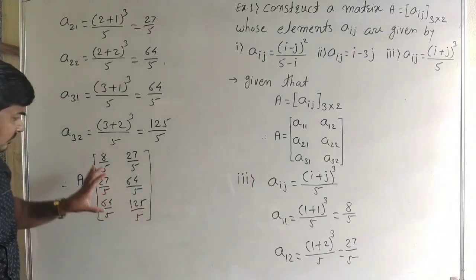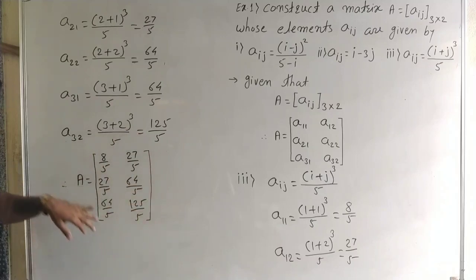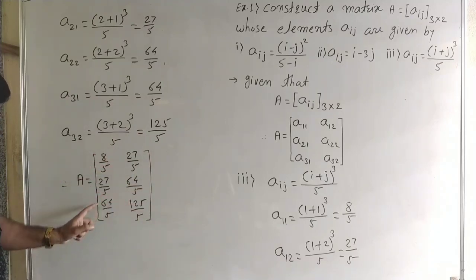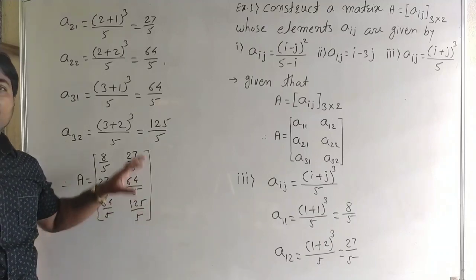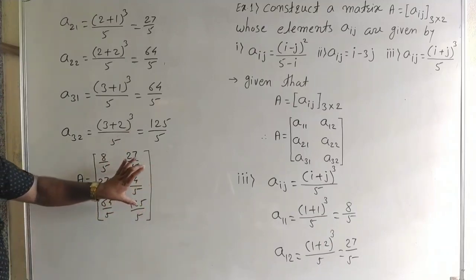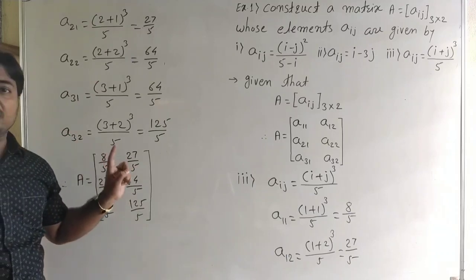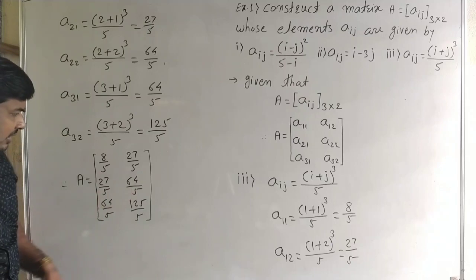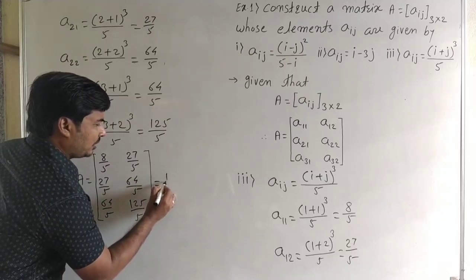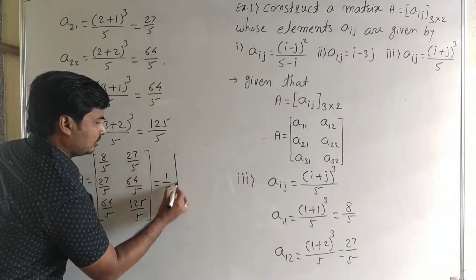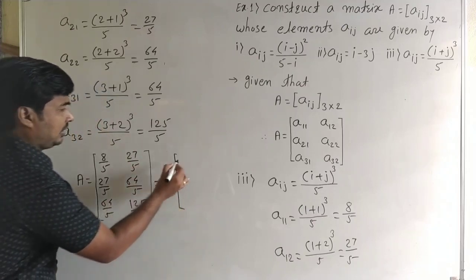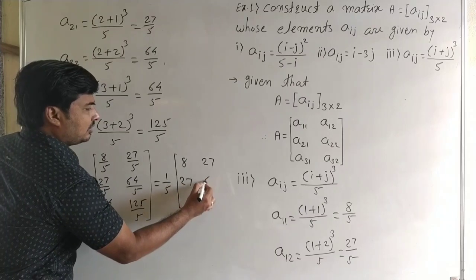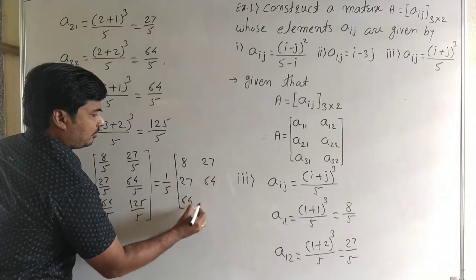Okay, see carefully, in all these elements there is 1 by 5 in each, so we take the common term. See carefully here, the matrix and determinant. Here it is a scalar multiplication of a matrix. Here we can take 1 by 5 common from all elements, then we get 8, 27, 27, 64, and 64, 125.